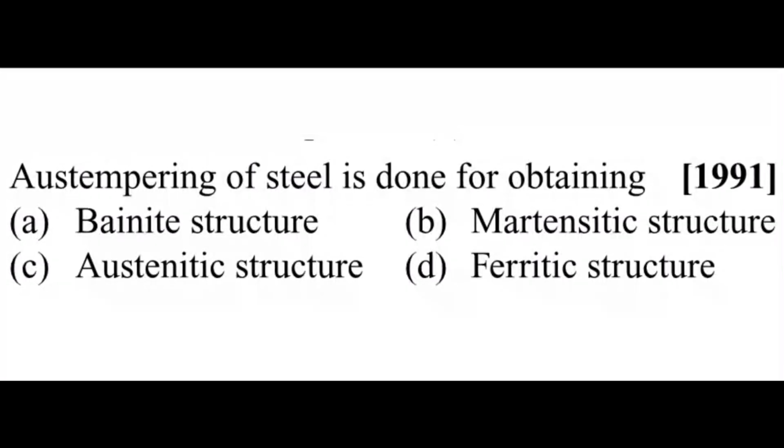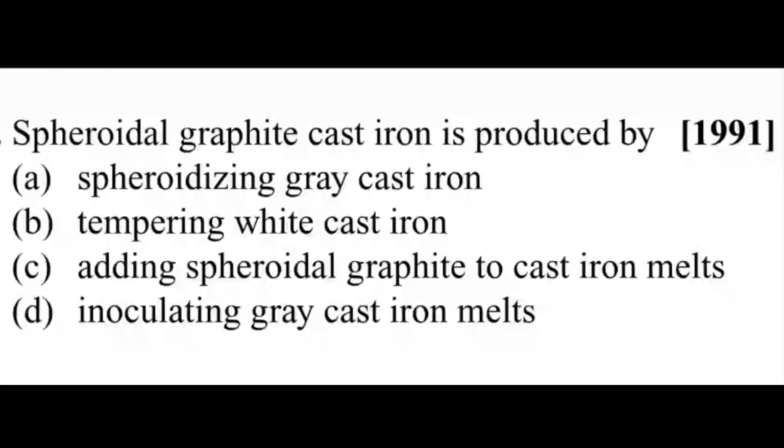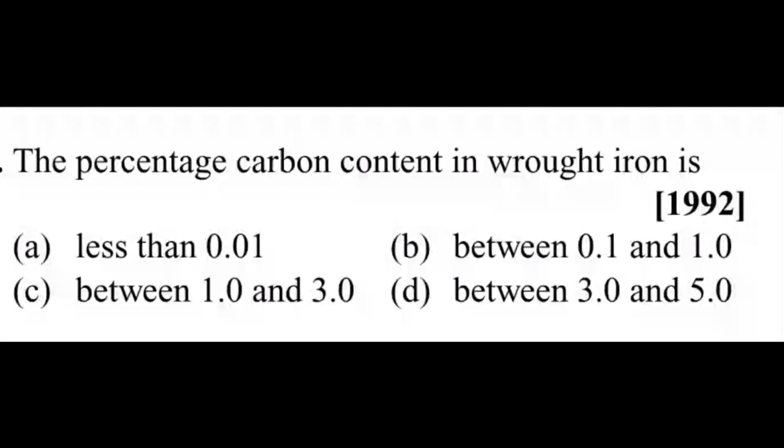Austempering of steel is done for obtaining bainite structure. Spheroidal graphite cast iron is produced by tempering white cast iron. The percentage carbon content in wrought iron is less than 0.01.